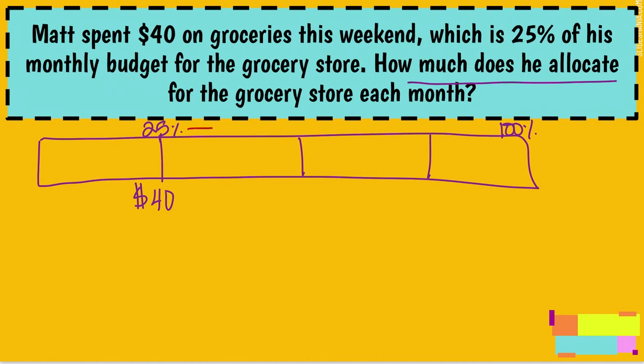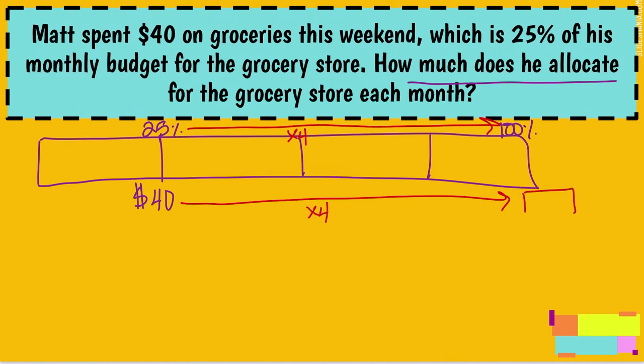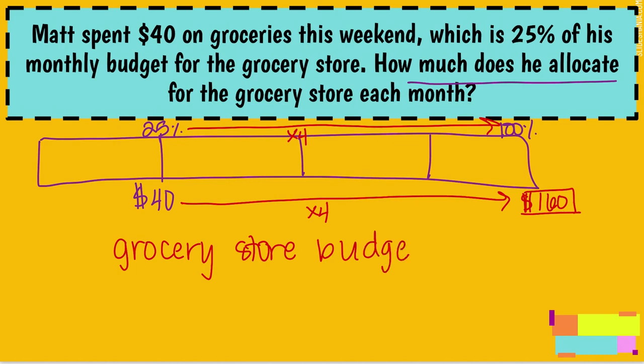So I see that I can multiply 25 by 4 to get to 100%. So then I will multiply 40 by 4 to find my entire grocery budget. So 4 groups of $40 is $160. So his grocery store budget is $160.